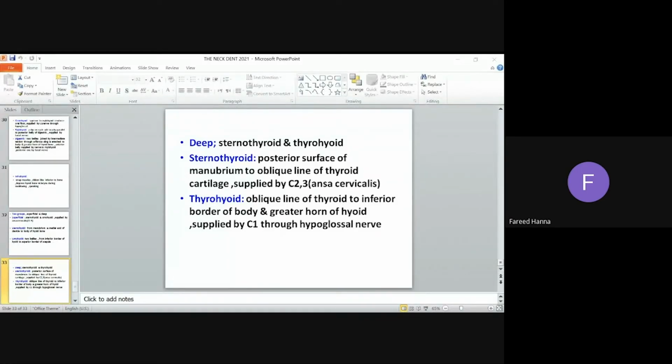They are both of them attached to the oblique line of the thyroid cartilage, one from the hyoid to the oblique line. This is thyrohyoid, and one from the oblique line of the thyroid cartilage to the sternum is the sternothyroid muscle, and they lie deep to the omohyoid and the sternohyoid muscle.